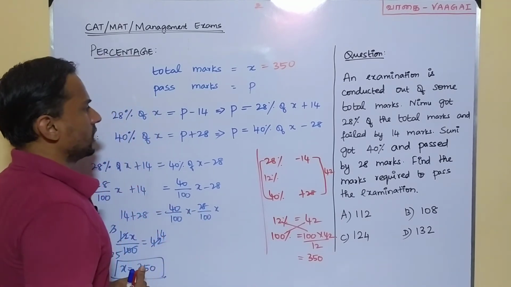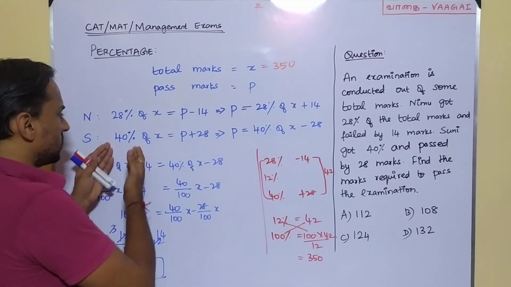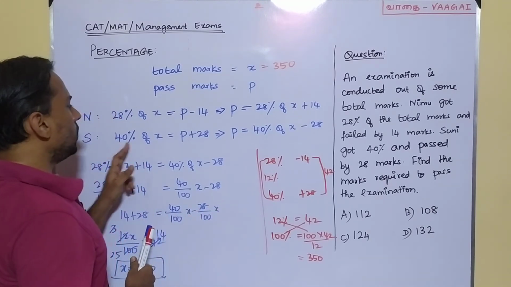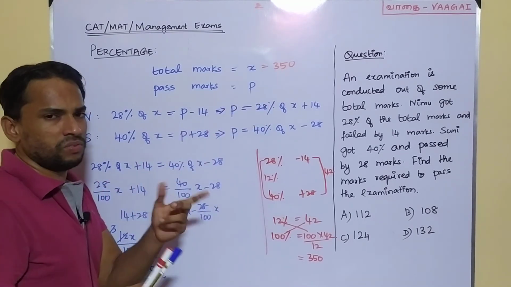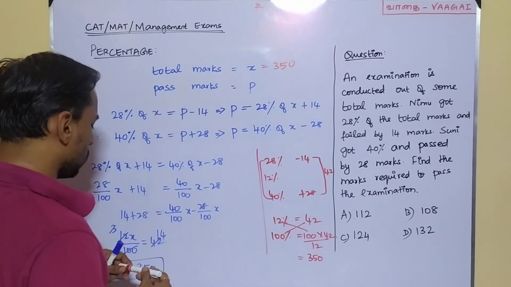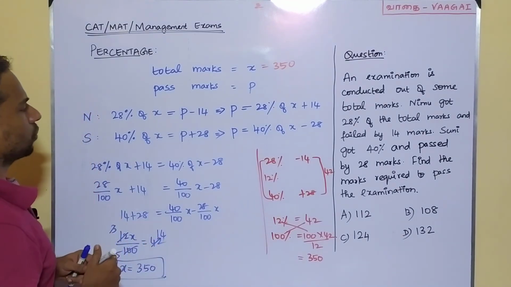So I'm going to try with the second student itself because this number appears to be a little easier, that's why. So 40% of x, what is 40% of 350? You can even calculate it. Maybe I can also calculate it. It is not going to be a very big calculation, so I'll write it here.